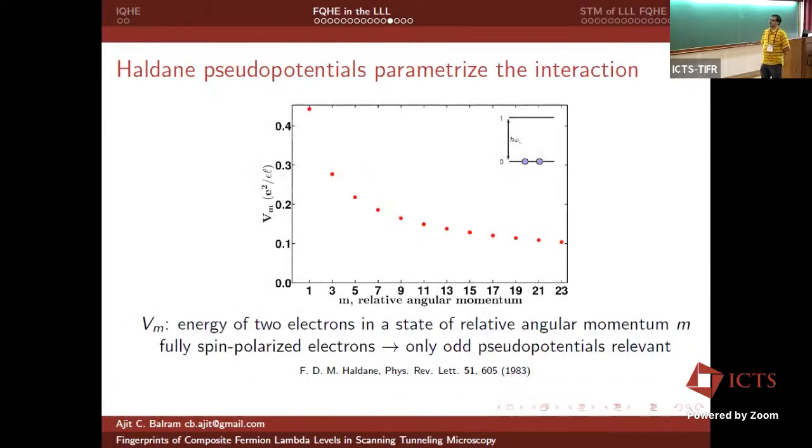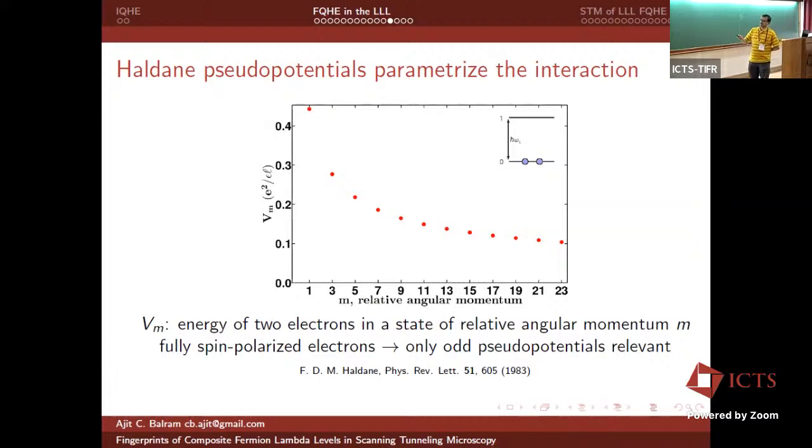Okay, so the other ingredient we need is how to characterize the interaction. Again, this was done by Haldane, who showed that two-body interactions can be parameterized. In general, any k-body interactions can be parameterized in terms of what are called Haldane pseudopotentials, which are energies of two particles in some relative angular momentum state. So you place two particles in the lowest Landau level in some relative angular momentum state and ask what is the energy of that. If you have Coulomb interactions, then you get this sort of decay. As you keep the particles close together, their energy is high, and then it decays in this typical 1/r form.